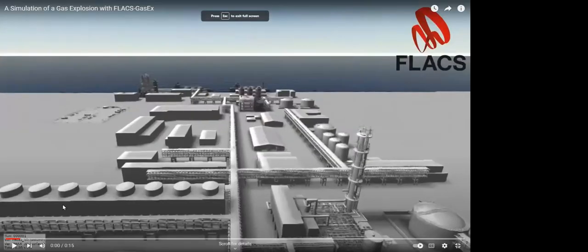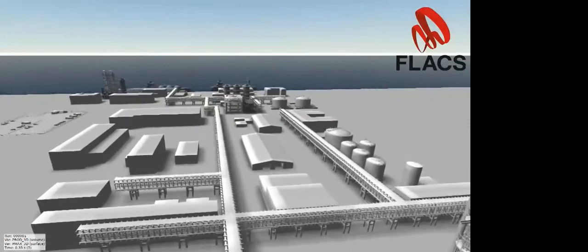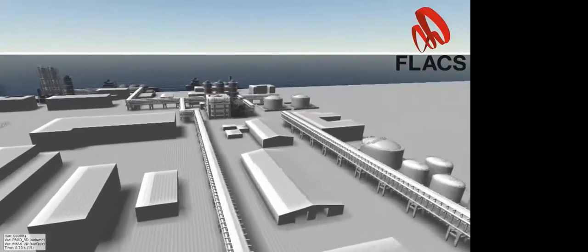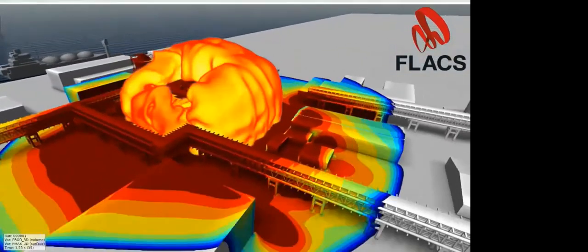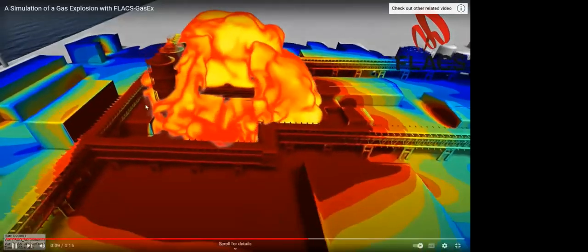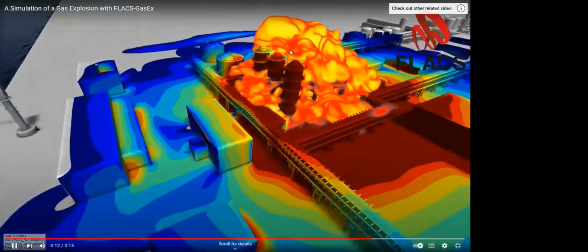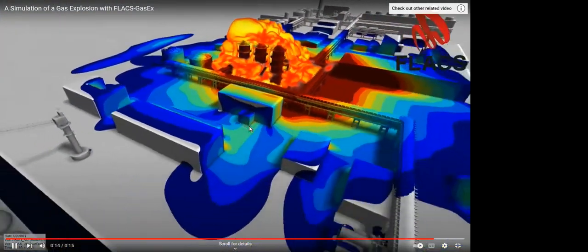Hopefully everything works. So this is just a simulation of a gas explosion that Flax has done. And you can see it's a fairly advanced 3D model. Fulton, let me know if it doesn't work, but I'll keep rolling as long as it does. But you can see basically it's modeling a gas explosion in this industrial setting and showing the fireball as well as the pressure rise associated with that explosion.